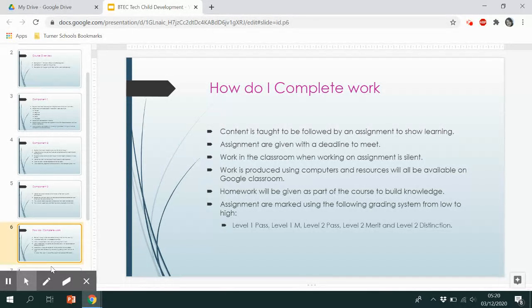This brings me on to the following important point: homework. Homework will be given as part of your course to build knowledge. Often this may be to put part of your assignment in or to work on your assignment to upskill it.